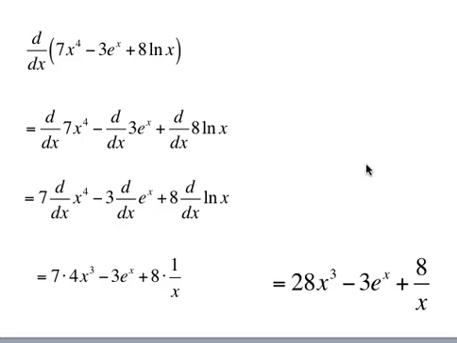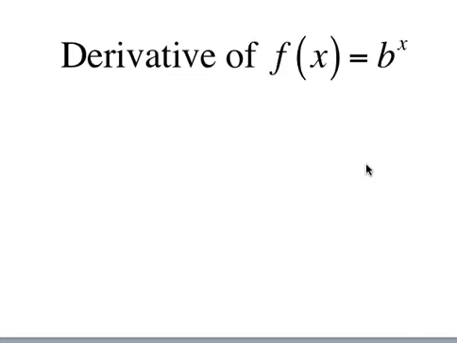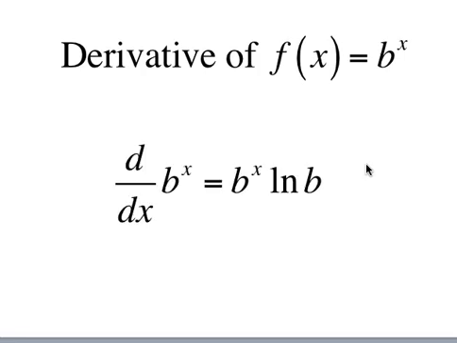The next type of function we're going to look at is f of x equals b to the x. So 2 to the x, 5 to the x, 7 to the x, 1/2 to the x. F of x equals b to the x. How do we find the derivative of that? Well, I'll give you the rule here. The derivative of b to the x is b to the x times the natural log of b.